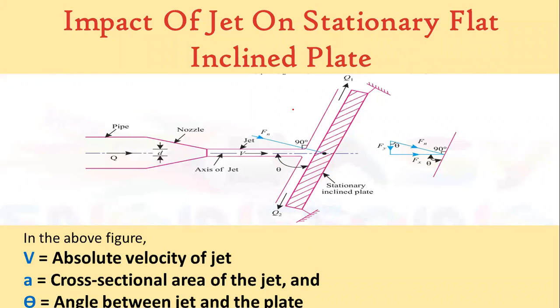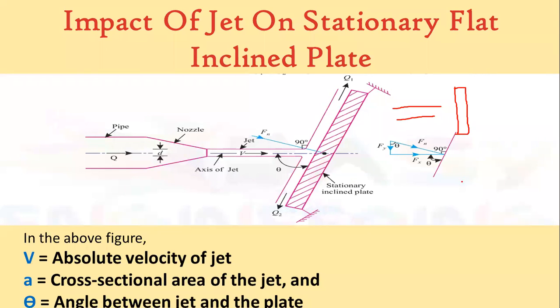So is the slide visible to all? Yes, sir. So, impact of jet on stationary flat inclined plate. As you can see here, instead of a vertical plate, which was normal to the direction of the jet, here the plate is inclined. That means the jet will strike the plate at an inclined position.